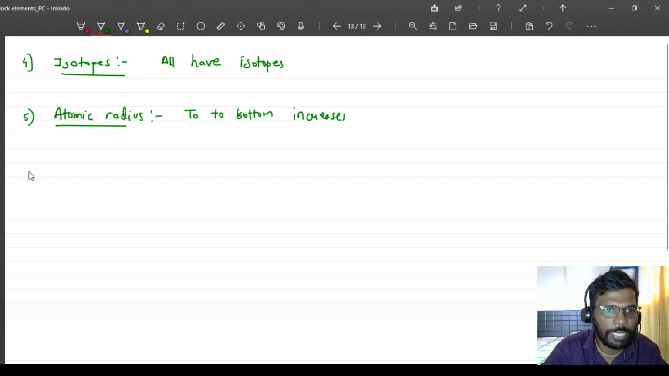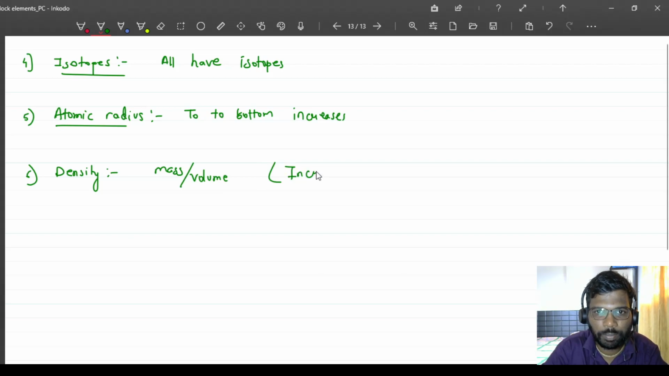Then the sixth property, I will write density. What is density? Density is equal to mass upon volume, and this increases from top to bottom, because as we go down the group, mass and volume also increase.